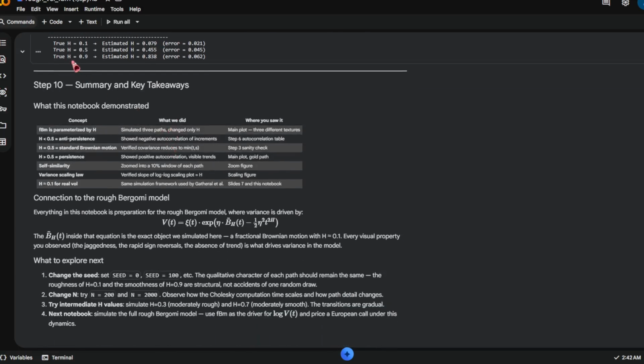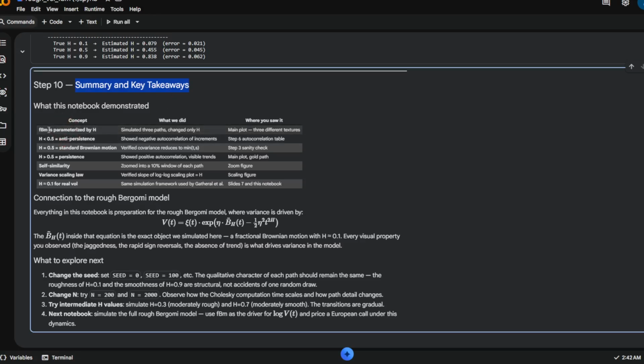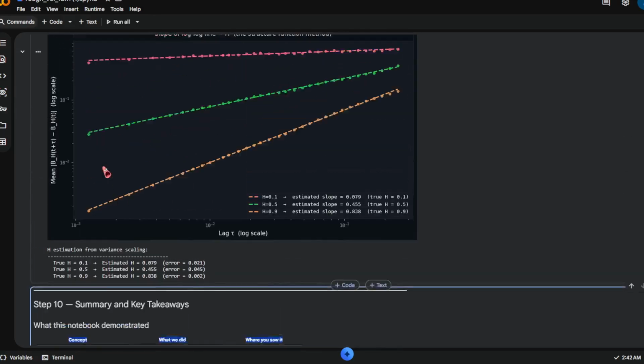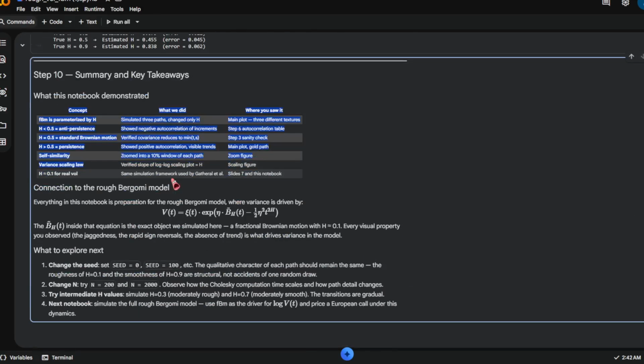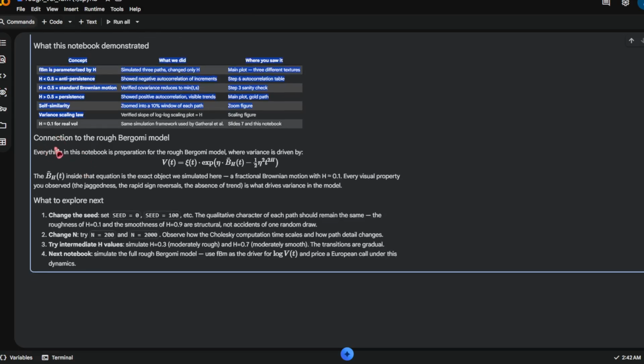Yeah, that's it. Let's summarize and see the key takeaways. We said that the fractional Brownian motion is parameterized by the Hurst exponent. The three cases: less than, equal to, and greater than 0.5. Also, there is self-similarity. Next, we saw the variance scaling law, with the slope in the log-log scaling plot here. Everything in this notebook is just preparation for the rough Bergomi model, where variance is driven by the Hurst exponent. Every visual property observed is what drives variance in the model.